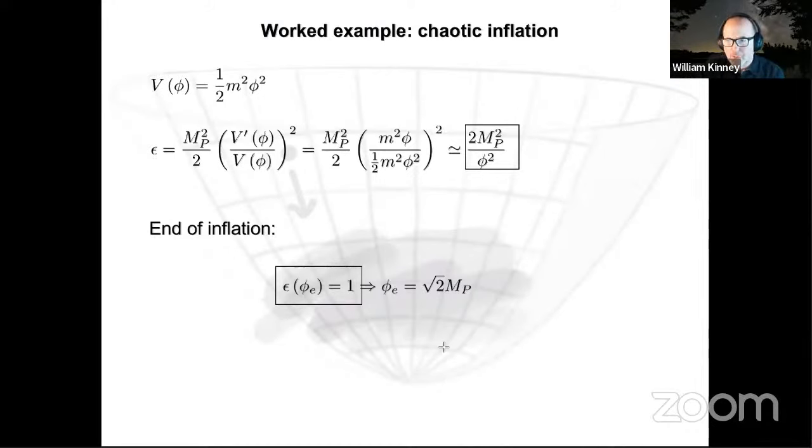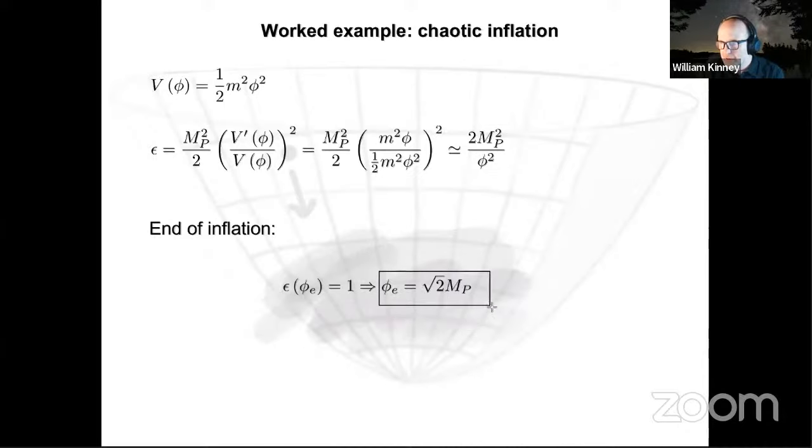As it drops toward the minimum, eventually it drops through a critical point, given by an ending field value that we call phi sub e, which is around the square root of 2 m Planck. So one lesson we learned from this is that you have to have transplanckian field excursions in order for inflation to happen. The field has to be displaced from its minimum by larger than the Planck scale in order to have inflationary expansion.